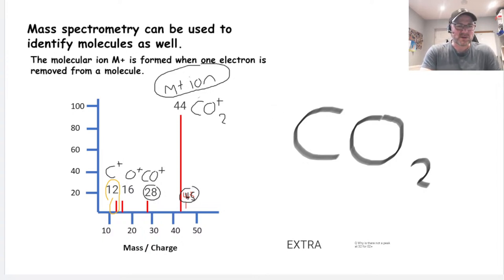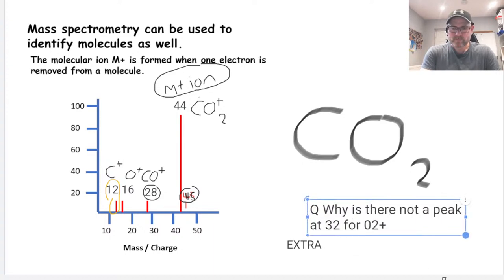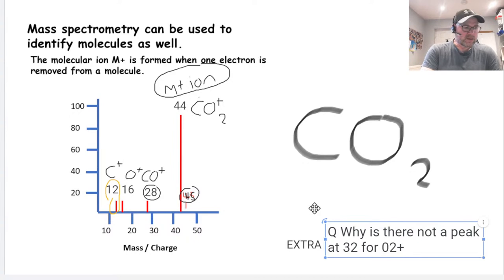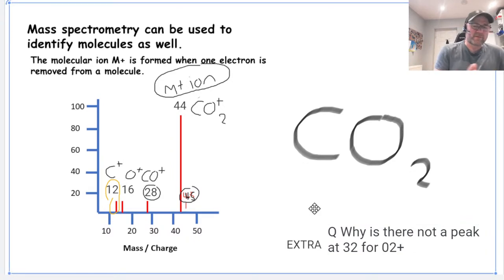Oh, extra. Yep, he says. So, any questions? Obviously, that was very confusing. Why is there no peak at 32 for two oxygens? Why do you think there's no peak at 32?